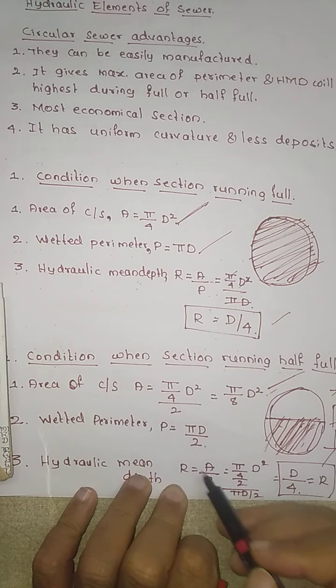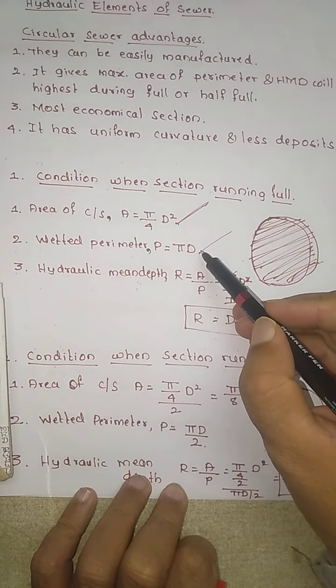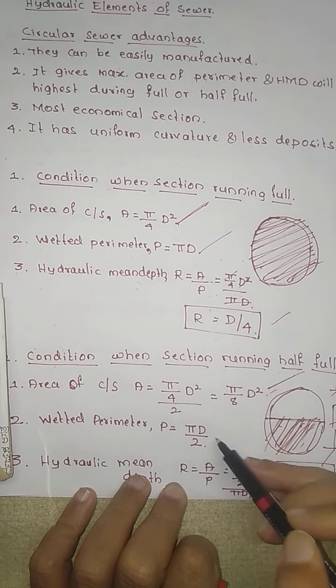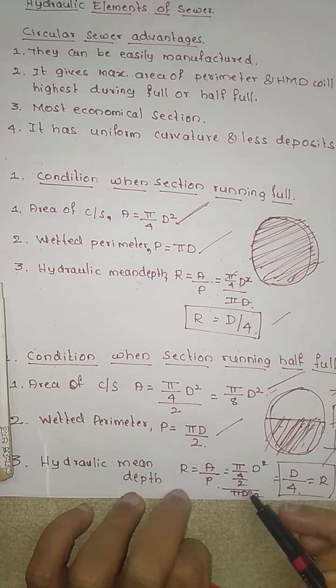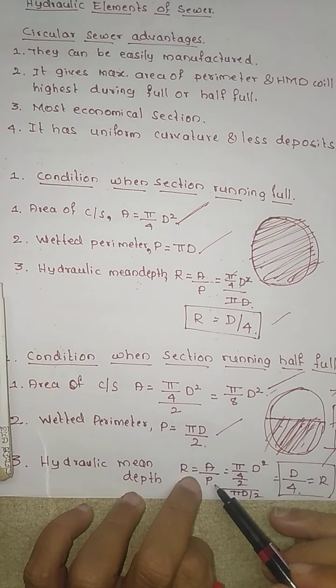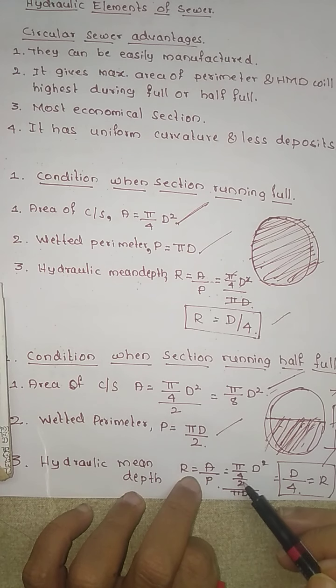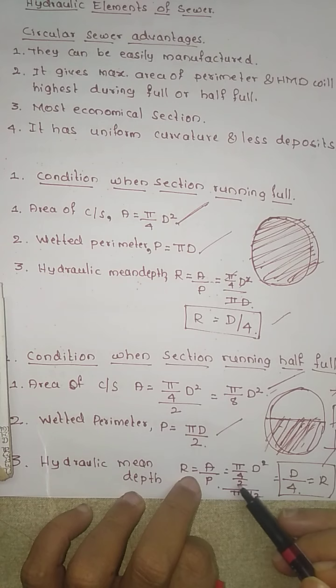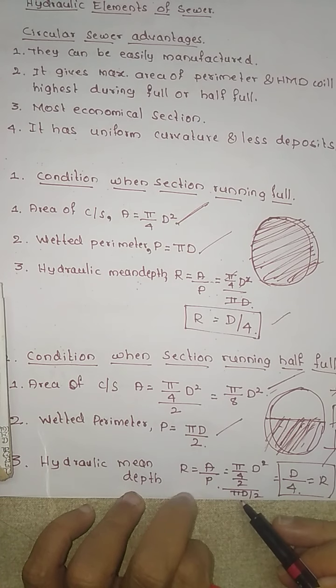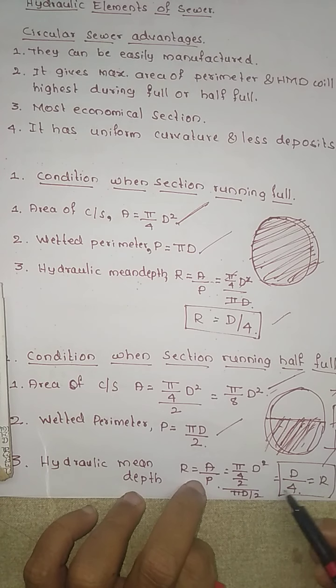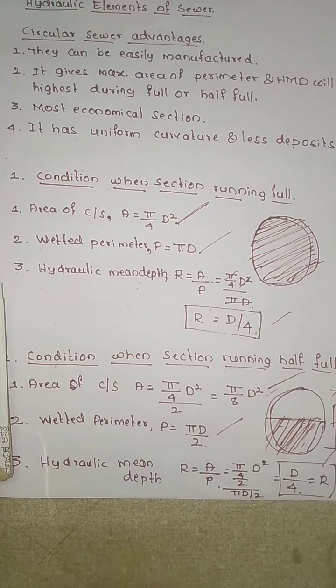Then the wetted perimeter, which was pi d when it was full, will become pi d by 2. And the hydraulic mean depth is nothing but A by P, that is pi by 4 into d square divided by 2, because it is half full, and perimeter pi d divided by 2. If we simplify, again we get the hydraulic mean depth as d by 4.